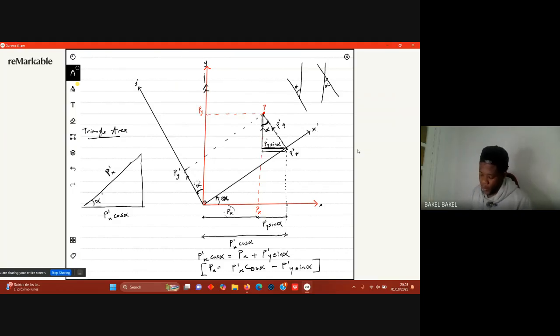Now we want to derive something again. You can see this height up here, this particular height is p prime x sine alpha, right? And then you can see this particular height, this one again. You notice here was p.